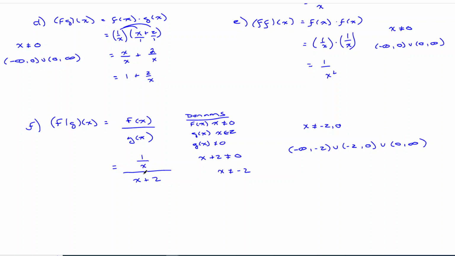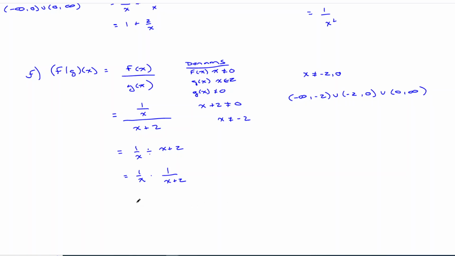Well, if you remember from the essential skills, there's two ways of doing it. Way number one is to write this as a division. This is 1 over x being divided by x plus 2. How do you divide fractions? Well, you flip and multiply the second fraction. So this would be 1 over x plus 2. And then you multiply across. So 1 times 1 is 1, and then x times x plus 2.